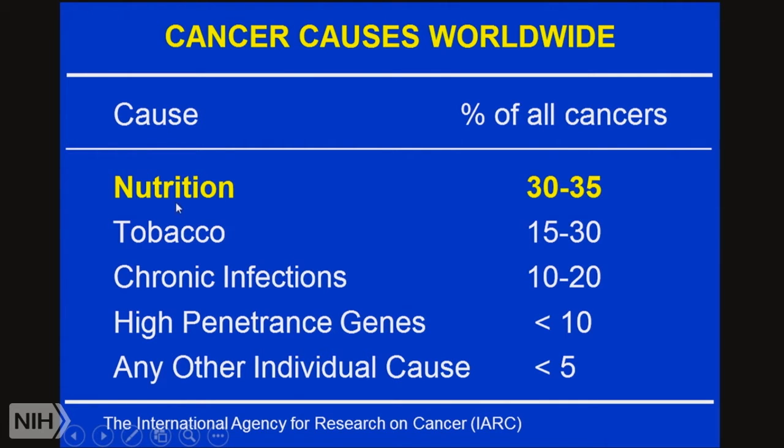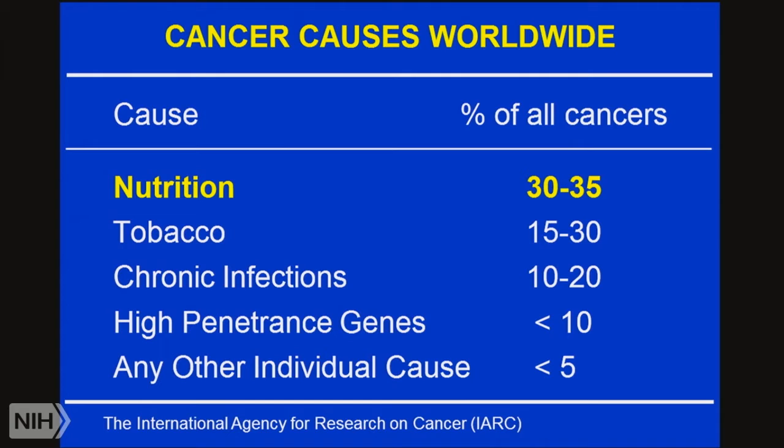What causes cancer? There's an estimation that nutrition is associated with 30 to 35%. Second is tobacco exposure, chronic infection, high penetrance genes. When you look at cancer mortality, tobacco would be number one because tobacco causes a lot of very deadly cancers. Nutrition, you can say it's individual choices, bad choice of a diet, but then it's not so easy. It's of course also traditional nutrition, diet choices for an area, that is not so easy to change.